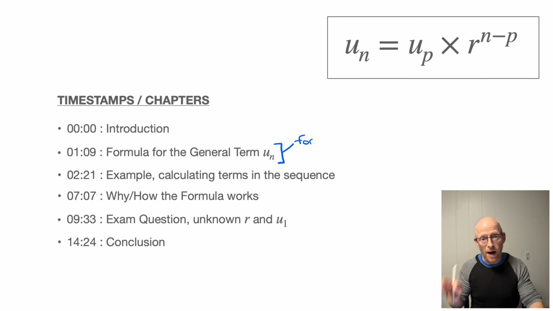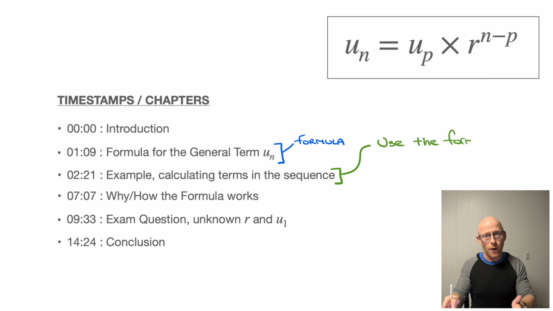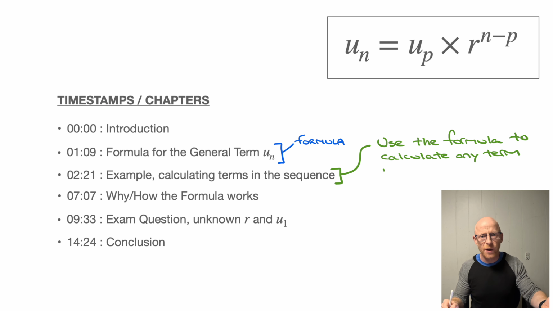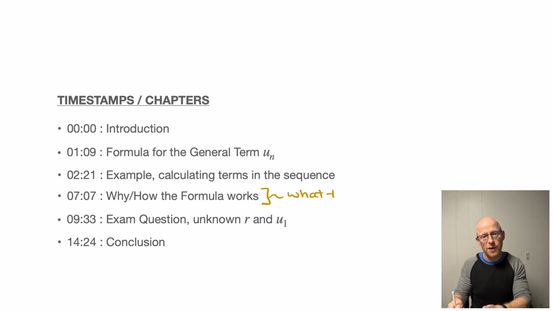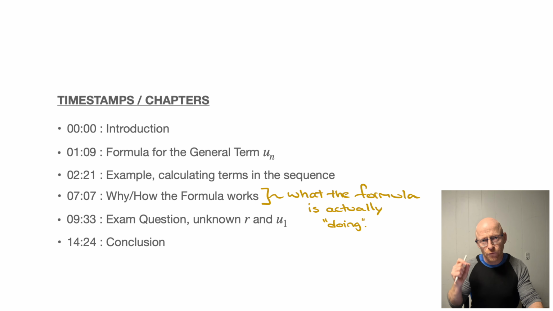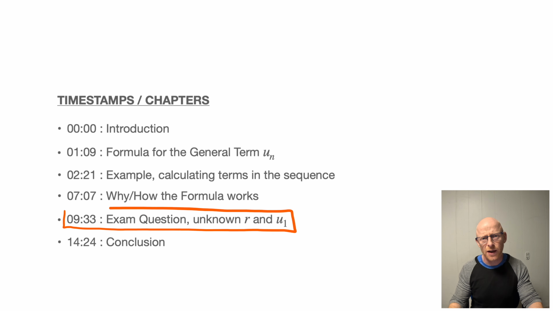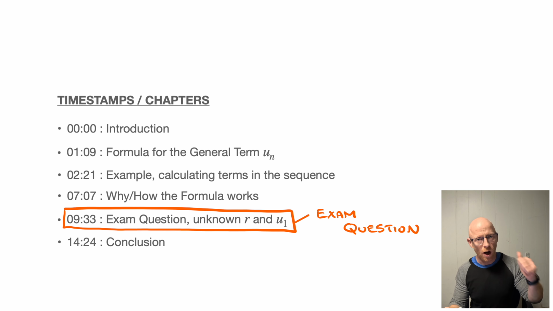So we'll start by writing the formula down, and I'll then show you how it can be used to calculate any term we need in a geometric sequence, provided we have another term and the common ratio. After that, I'll spend a bit of time to explain how or why the formula works. And finally, we'll finish this video with an exam question in which we'll need to find a geometric sequence's unknown common ratio and its first term.